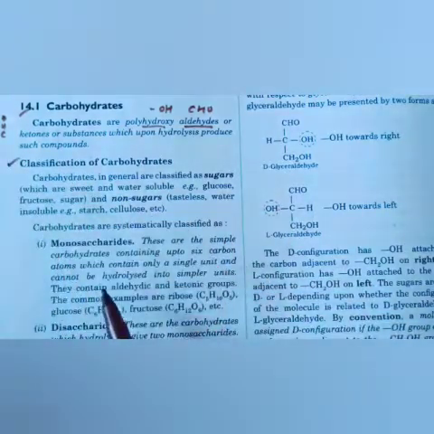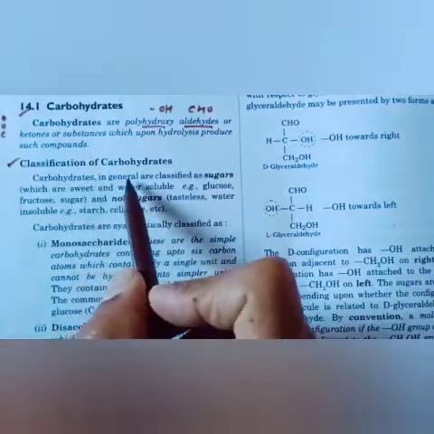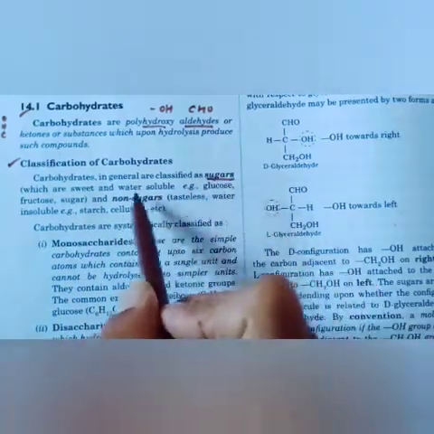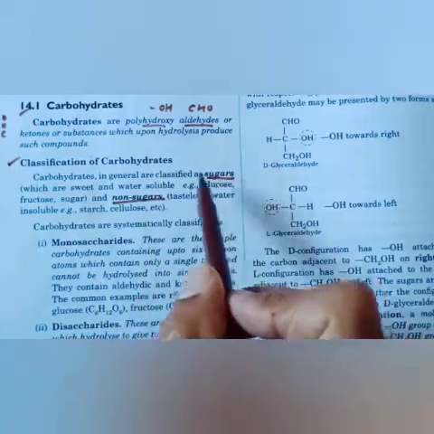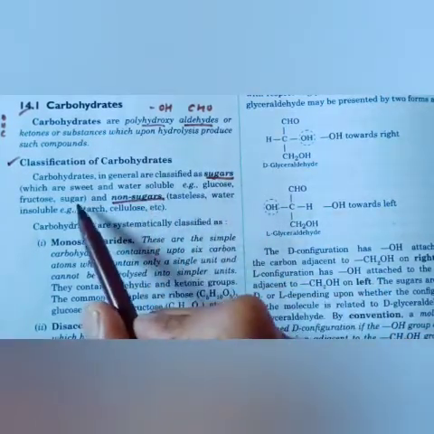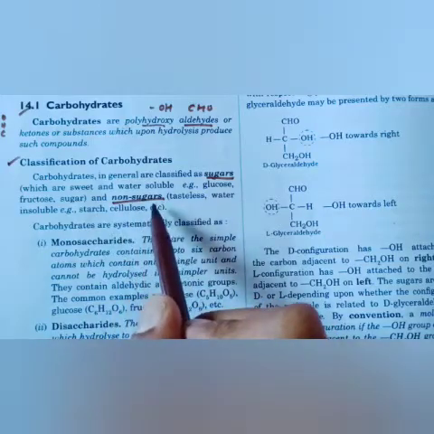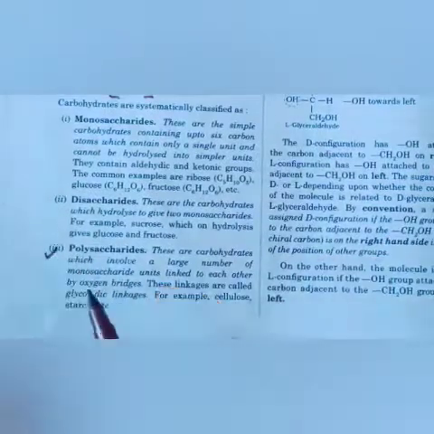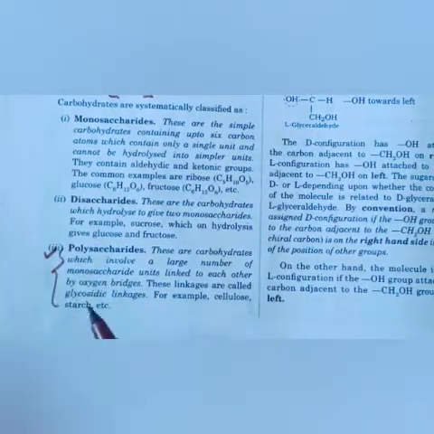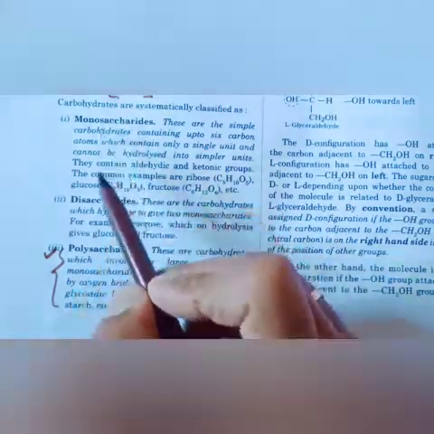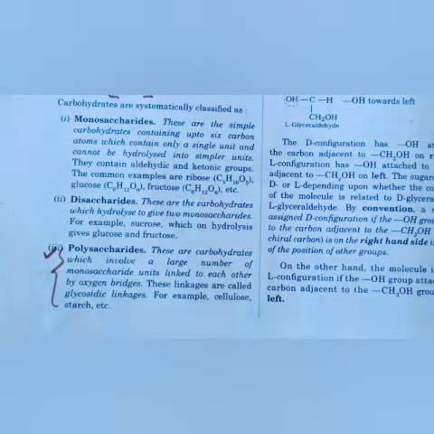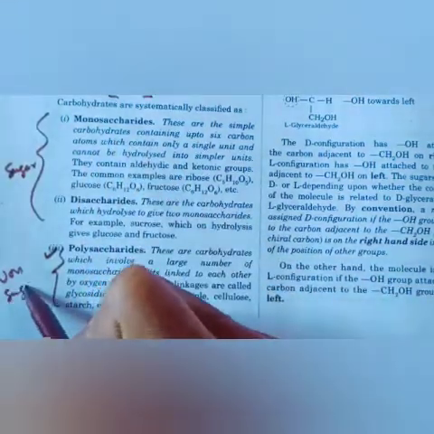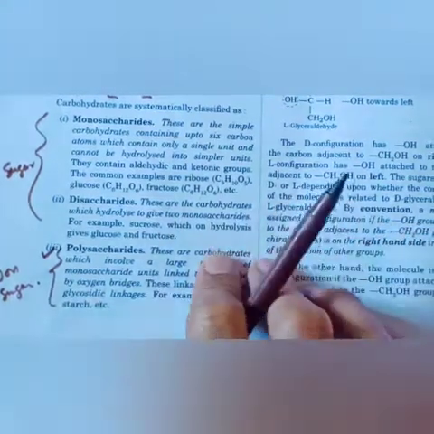There are different classifications. Carbohydrates are generally classified as sugars, which are sweet and water soluble, and non-sugars. Sugars are sweet in taste and water soluble, like glucose, fructose, etc. Non-sugars are tasteless, like starch and cellulose. So polysaccharides are basically non-sugars, and monosaccharides and disaccharides are the sugar carbohydrates. Okay, these are the sugar carbohydrates, and these are the non-sugar carbohydrates. We have already studied this, so I'm not going to go over it.